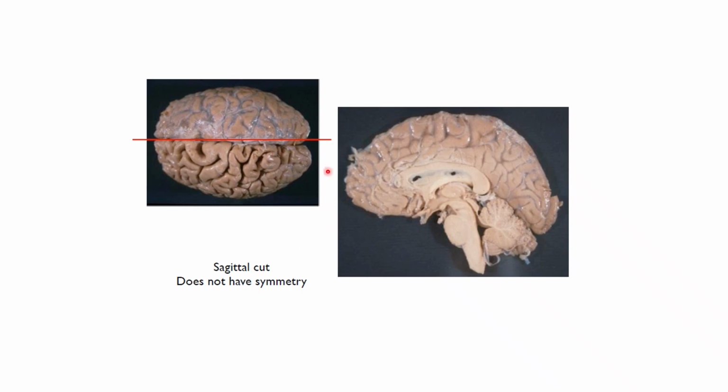And this now produces an image that does not have left and right symmetry. So this is the front part of the brain, this is the back side of the brain, the posterior side. You can see the cerebellum here. And because we are now looking at the top and bottom, the dorsal and ventral axis, and the anterior posterior axis, we do not see symmetry in this image. So while the coronal cut and horizontal cut gives you images that have left and right symmetry, the sagittal cut gives you an image that does not have left and right symmetry.